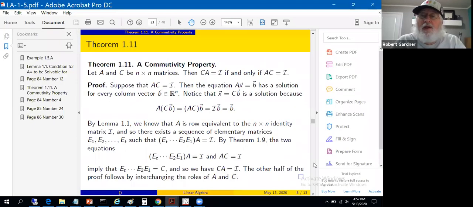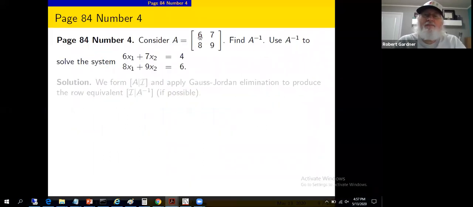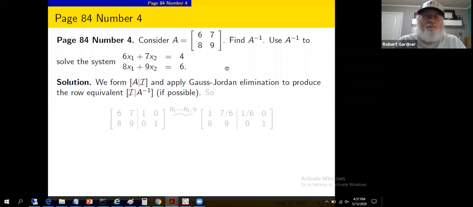Okay, page 84, here we go. Consider matrix A, 6, 7, 8, 9. Find its inverse, and use A inverse to solve this system of equations: 6x1 plus 7x2 equals 4, 8x1 plus 9x2 equals 6. Hey, look, the coefficient matrix for this system of equations is matrix A. All right, so we'll take advantage of that to solve the system of equations. This is a pretty fundamental example, also our first computation of an inverse matrix, other than elementary matrices.